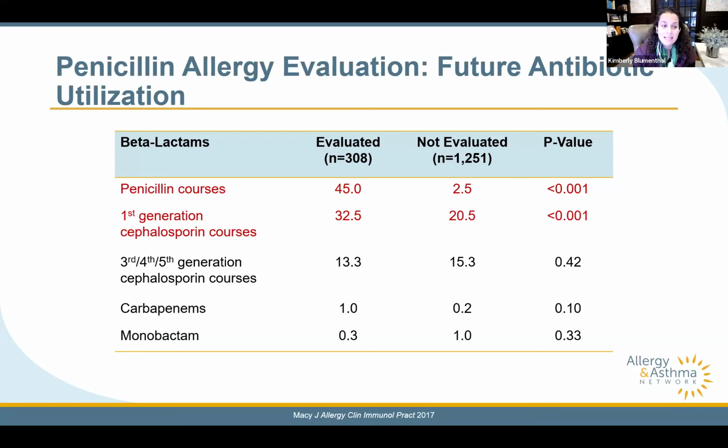And what you can see is that penicillin courses were 45% in the evaluated and only 2.5% in the not evaluated. And first generation cephalosporin courses, which include some of the common antibiotics prescribed outpatient, like cephalexin or Keflex, as well as the inpatient cefazolin or Ancef, went from 20.5% in the not evaluated to 32.5% in the evaluated. Both of those were statistically significant. So we know that if we test patients or evaluate and delabel patients, their antibiotic use changes favorably: more penicillins, more early generation cephalosporins.